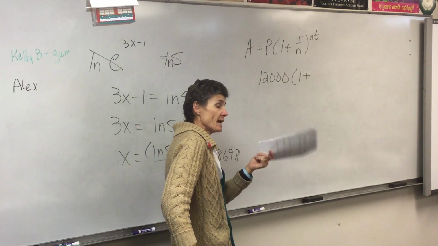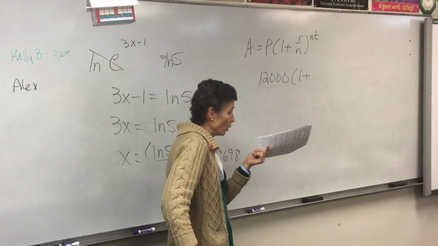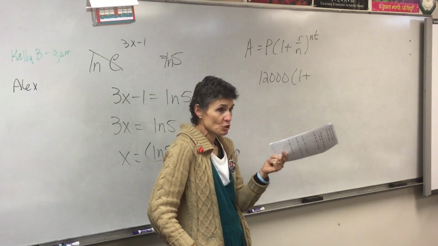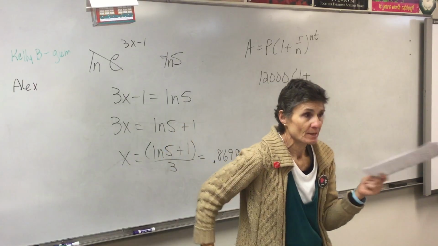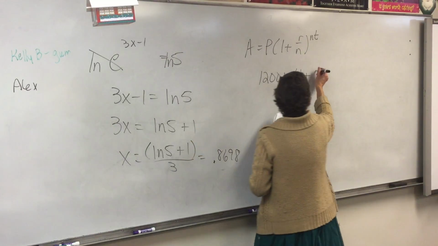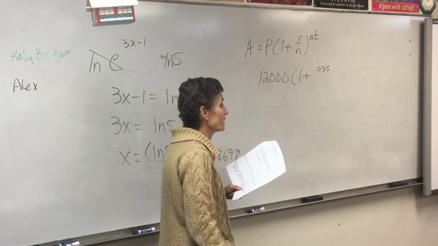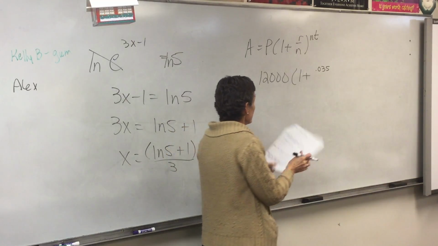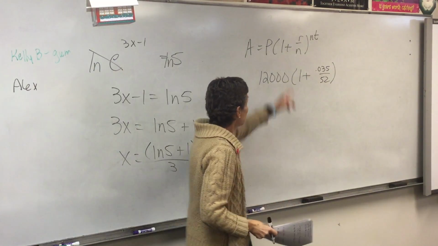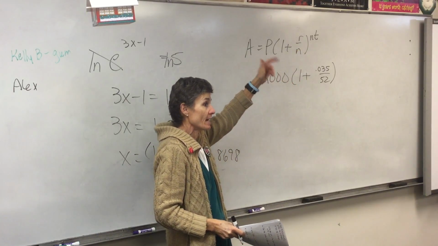3.5% on your test. A lot of you used 3.5. No, when you put a percentage into an equation, every time, every formula, it goes in as a decimal. So 3.5% would be 0.035 divided by 52. Why 52? Because n is weekly, and there are 52 weeks in a year.